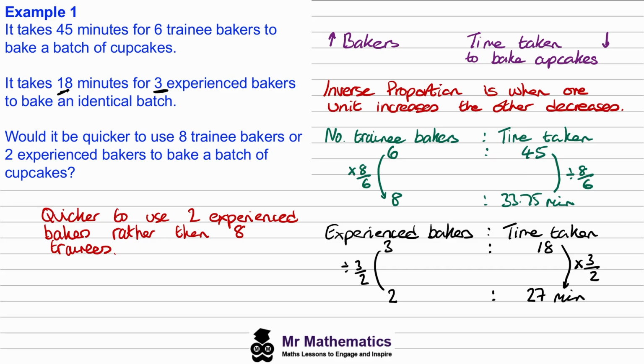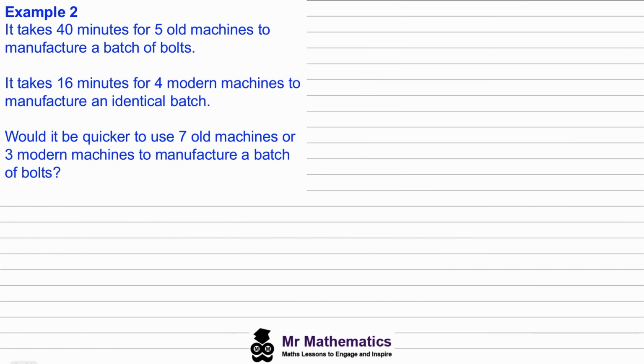So this is all about identifying that it's inverse proportion, because as the number of bakers increases, the time taken decreases. And then because it's inverse proportion, what we do to one side, we do the inverse to the other side. Let's try another example.